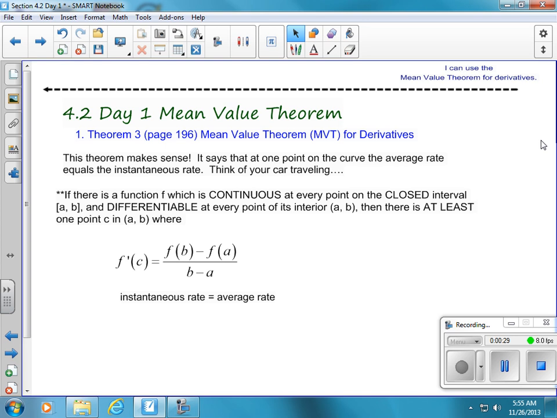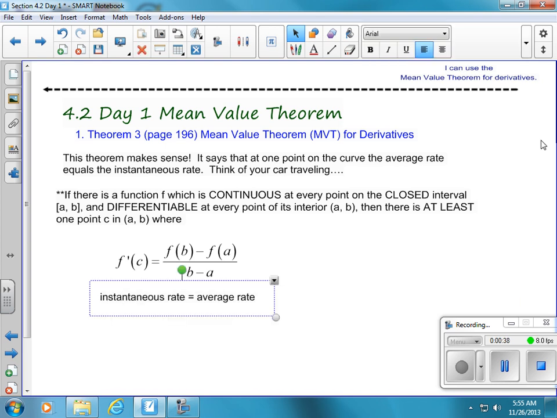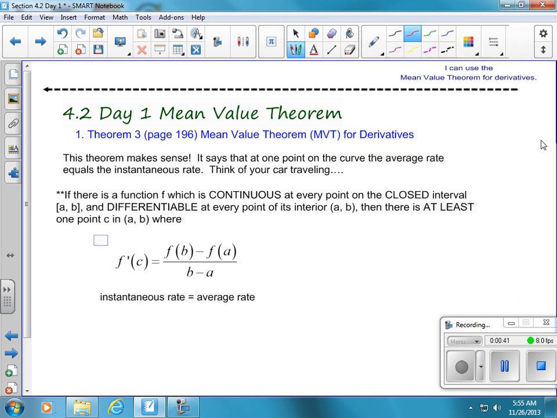If you have a function that's continuous, closed, and differentiable, then there's at least one point where the instantaneous rate equals the average rate. On the left-hand side of this formula, we have what's called the instantaneous rate or the derivative. Remember that rate of change is the derivative. The average rate of change on the right-hand side is just like the slope, just like we've taken slope for hundreds of years since we were wee tots in Algebra 1. Okay, this theorem makes sense.